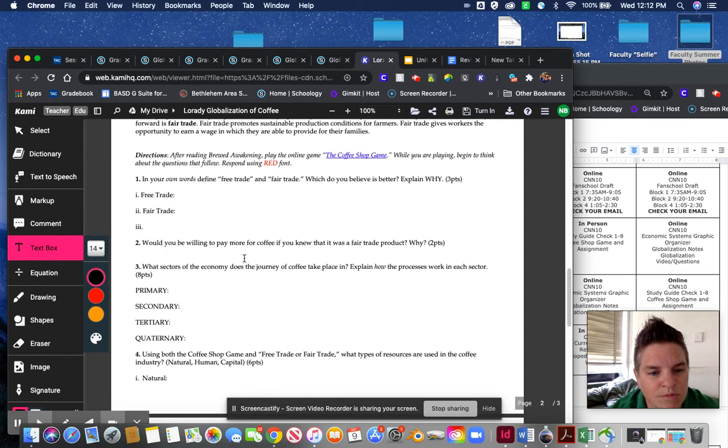Number 2, would you be willing to pay more for coffee if you knew it was a fair trade product? Why? So the article will help you understand what a fair trade product is. So you just need to tell me yes or no and why. And use an example, like a factual, backed up example to help you explain yourself.